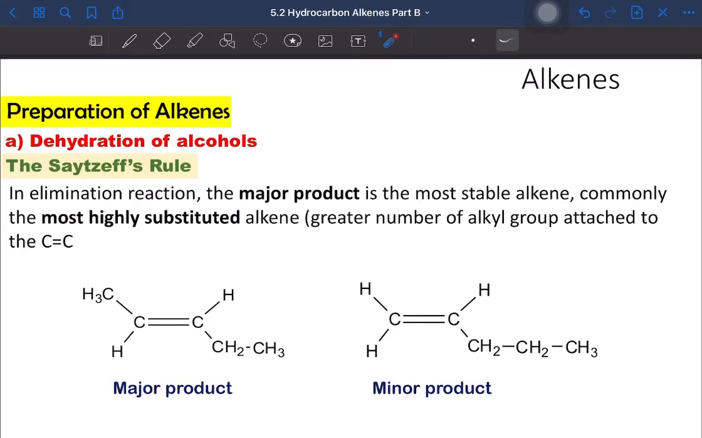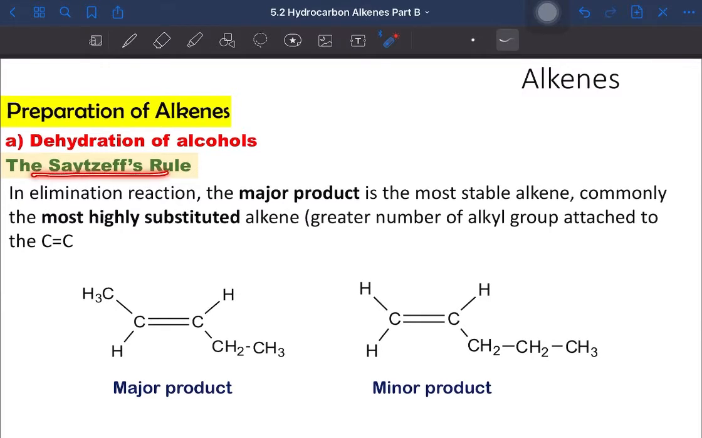For some alcohol, water can also be eliminated from adjacent carbons in more than one way. That means that we can form more than one product. For example, we can form a major product as well as a minor product. For us to differentiate which one is the major product and which one is the minor product, we are going to use the Saytzeff's rule.